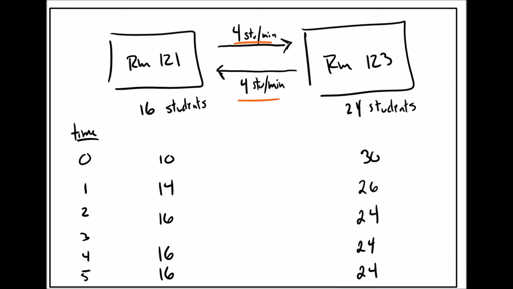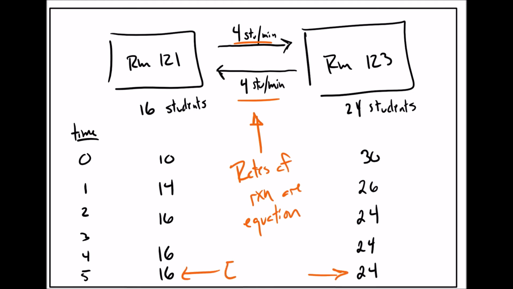What you can see here are 2 important points that characterize equilibrium. The rates of reaction are equal, but the concentrations, or the numbers of students, are not necessarily equal. That's a really important concept to keep in mind with equilibrium.